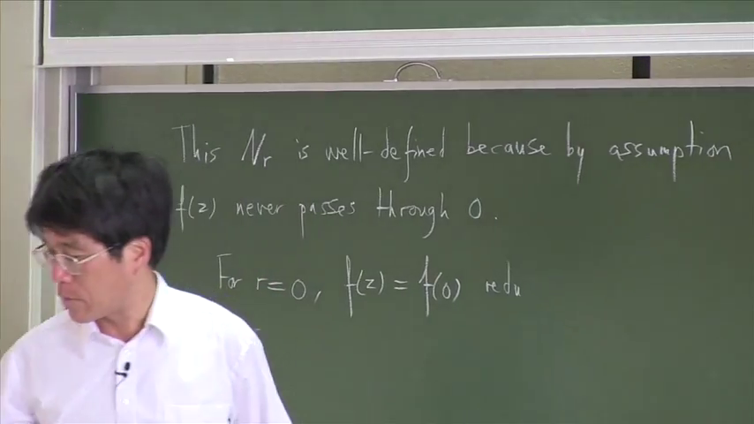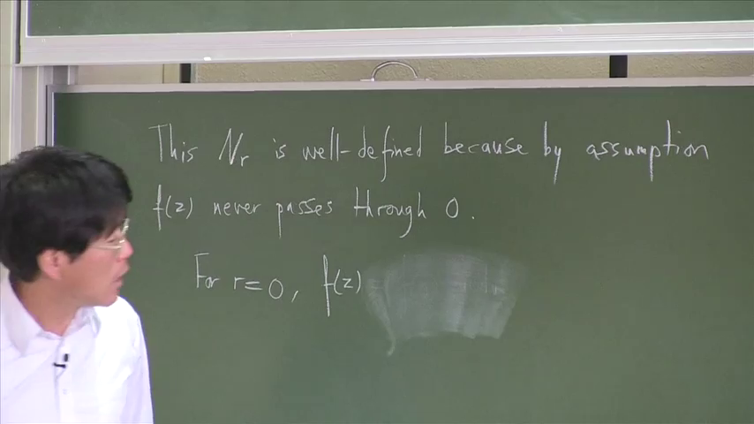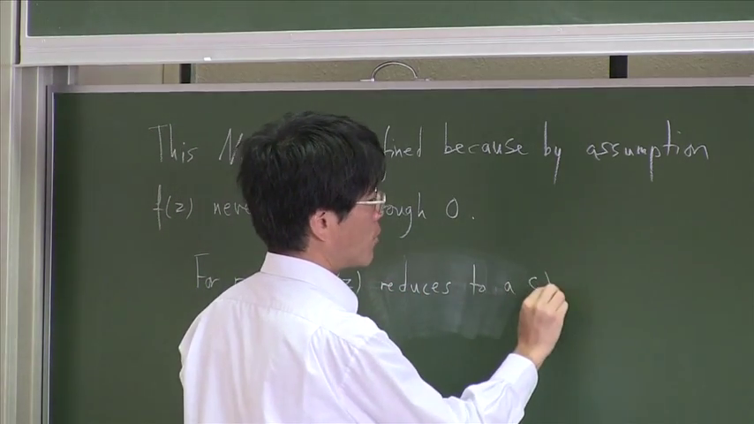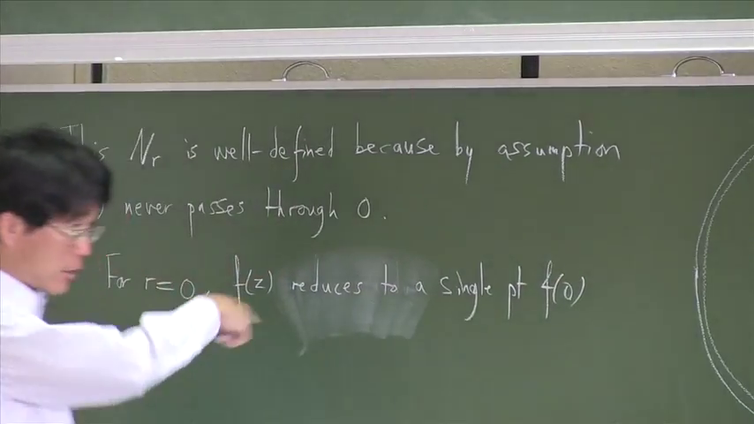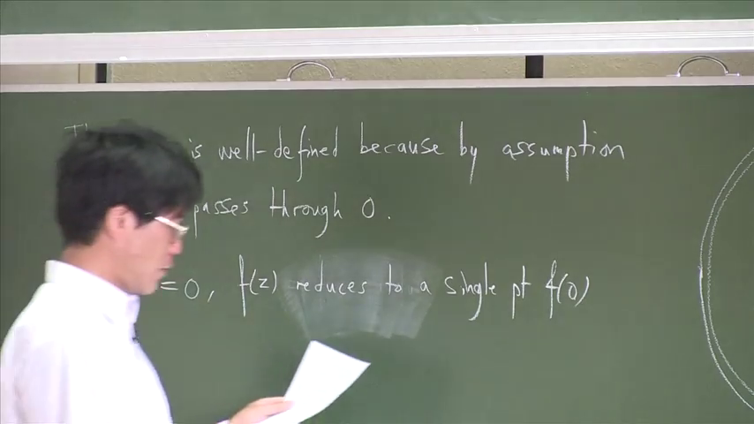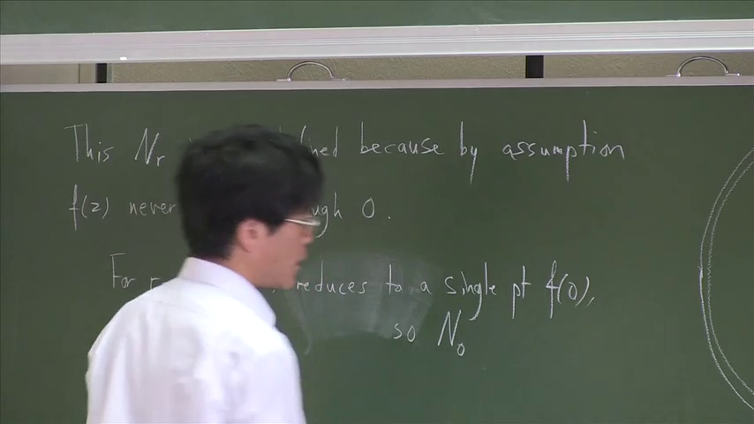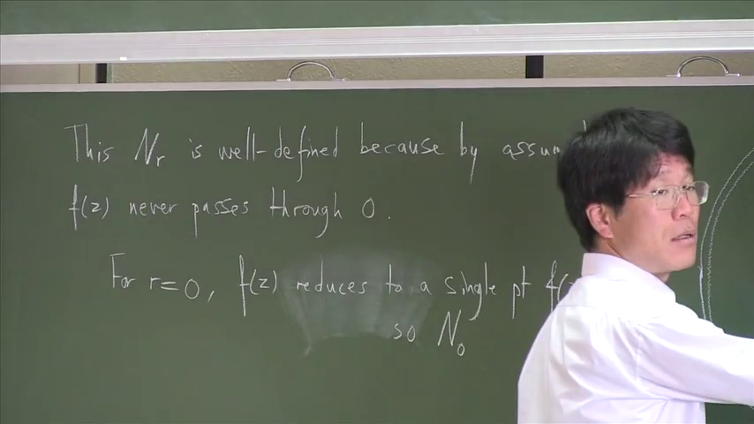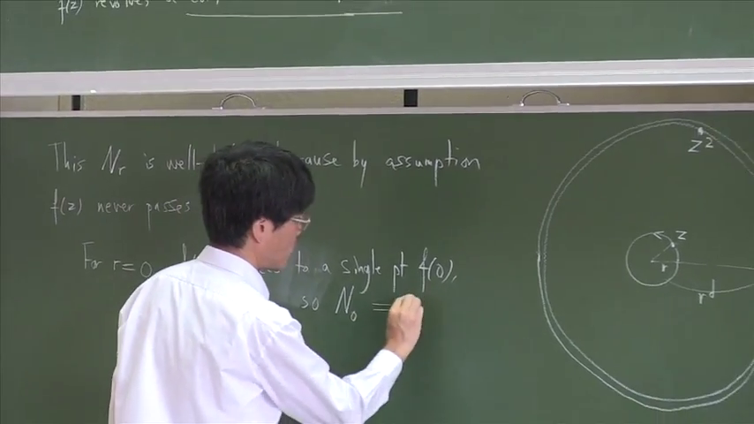So let me write it in a more civilized way. So f of z reduces to a single point, which is f of 0. So naturally, what's the n of 0? How many times did f go around the origin? Well, if I stay there, how many times do I go around the origin? 0 times. So this is 0.